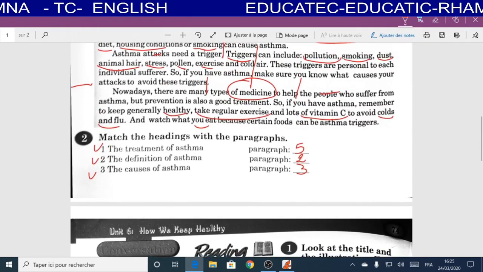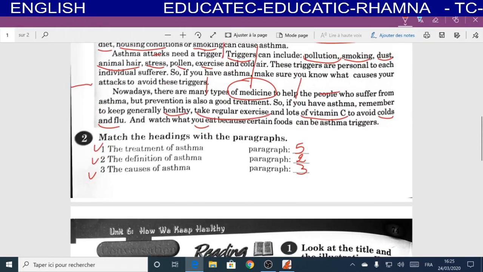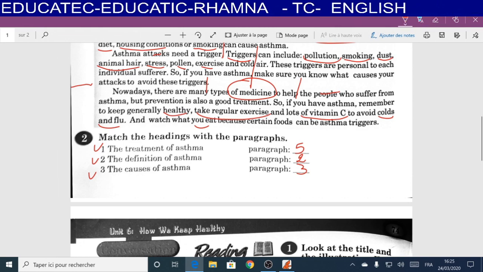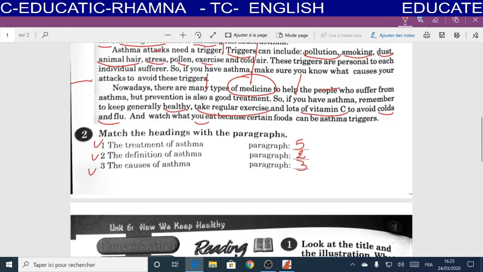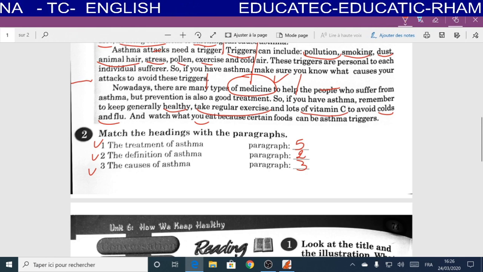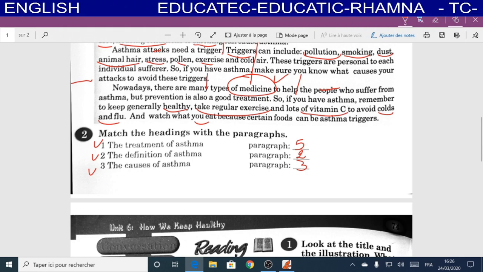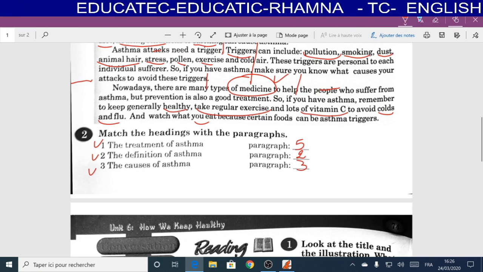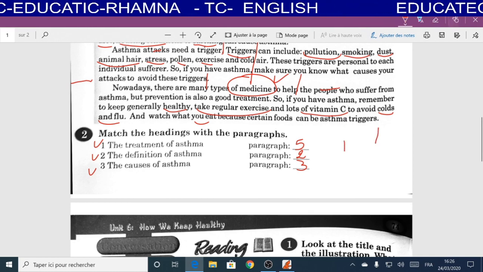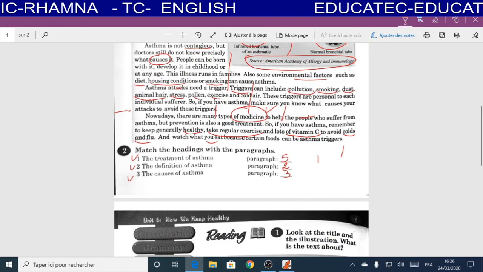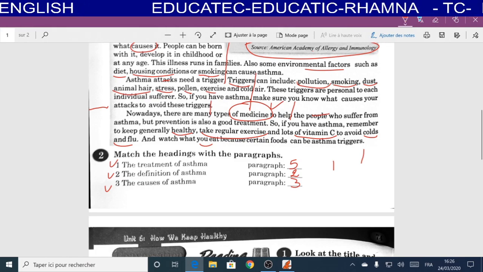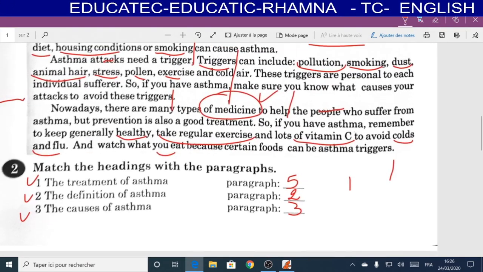Of course, the first activity is trying to find out the headings with their paragraphs in the text. Match the treatment. So we have the treatment of asthma. It's paragraph 5, because here we have medicine. And then the definition of asthma. It's about paragraph 2. They define asthma and they say what it means. And here we have the causes of asthma. It's about paragraph 3, as we see here. Housing conditions, smoking, and we have environmental factors, of course.